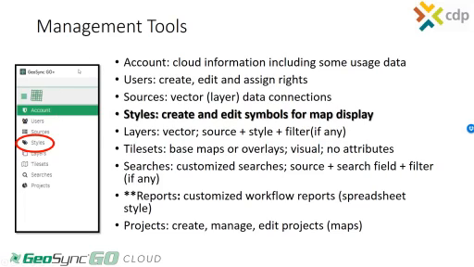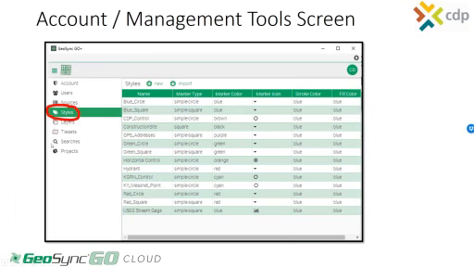Once we get back to this management screen, we would select styles, and that's going to show us what styles we currently have available in our account. In this case, you can have as many styles as you want, and you'll typically go ahead and set up styles for all the different features that are important to you for your different maps.